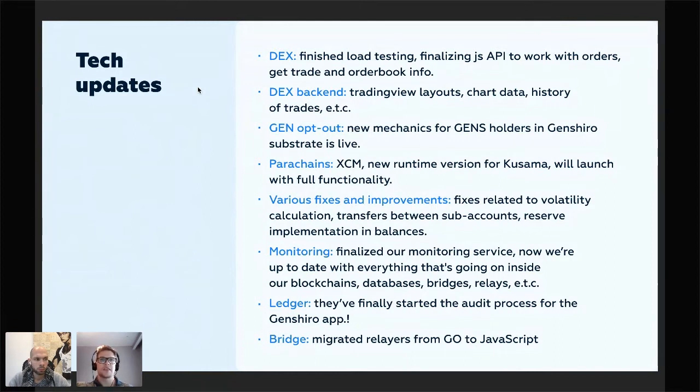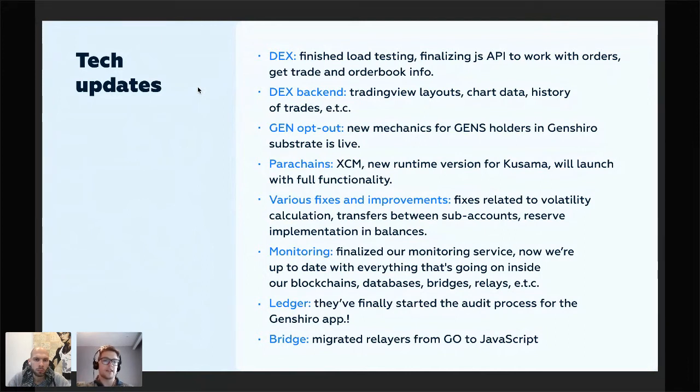And this is really exciting because they finally told us that we've passed the initial audit. So soon they will list us under development mode in the Ledger Live store. And once they check all the security aspects related to the app, both Nano S and Nano X users will be able to use Genshiro with Ledger.